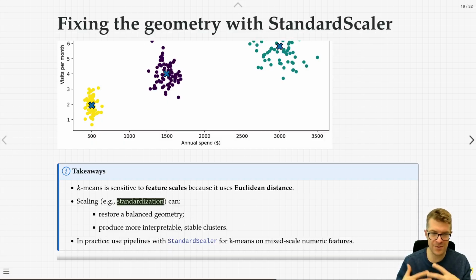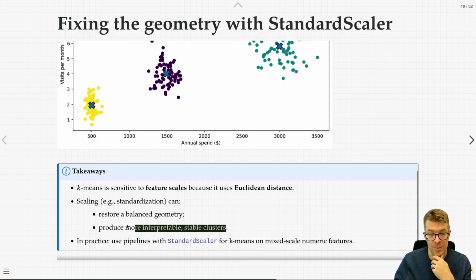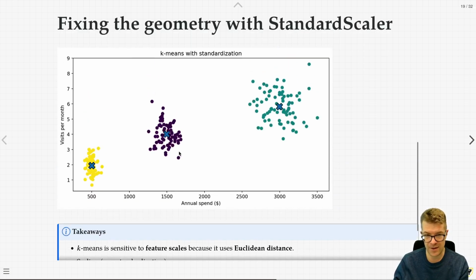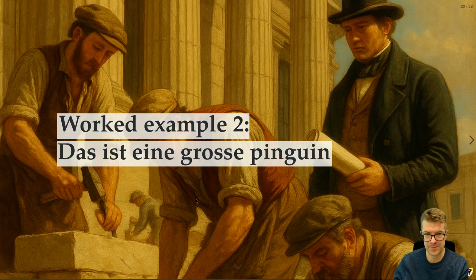So standardization, or using the standard scaler, is standard for a reason. And you can end up potentially with interpretable stable clusters, which is nice. So in practice, you should use standard scaler for k-means when you're given numeric features on mixed scales, like we did in this super toy example.